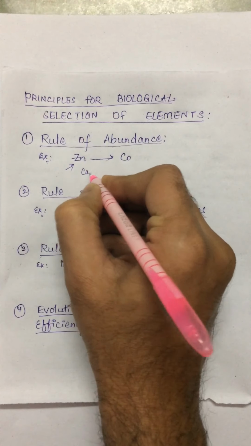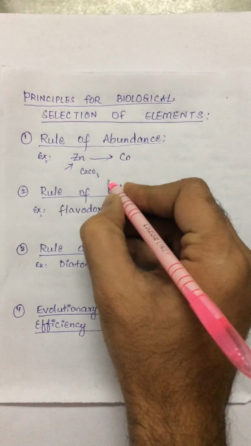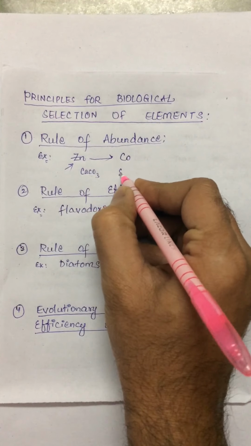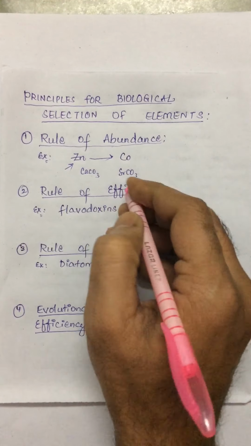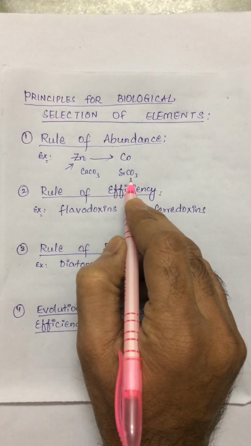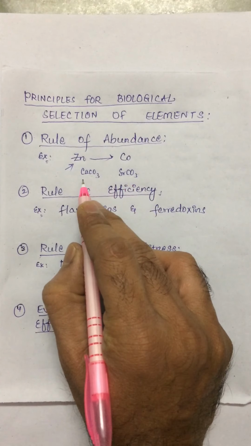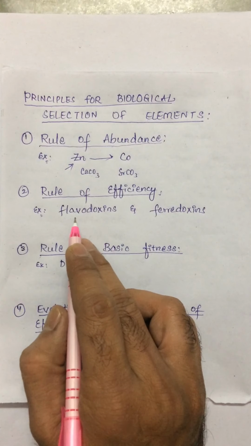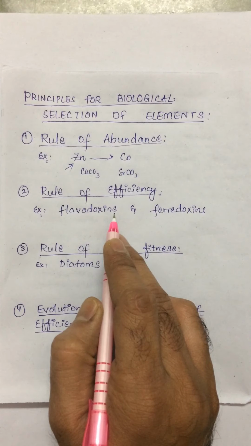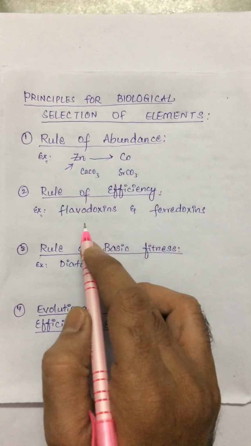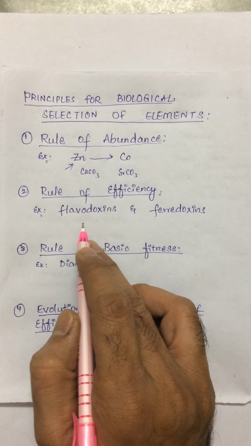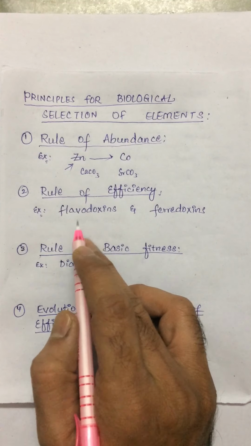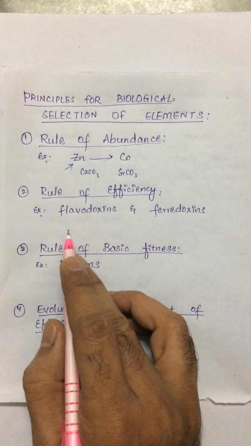Suppose I choose some organisms where the protective shell is made up of calcium carbonate, but we don't find shells made up of strontium carbonate, the simplest reason being calcium has a greater abundance. Getting to the second one, the rule of efficiency. Suppose there are two elements that are found in abundance, then nature will choose that element which is more efficient. Let us take an example.